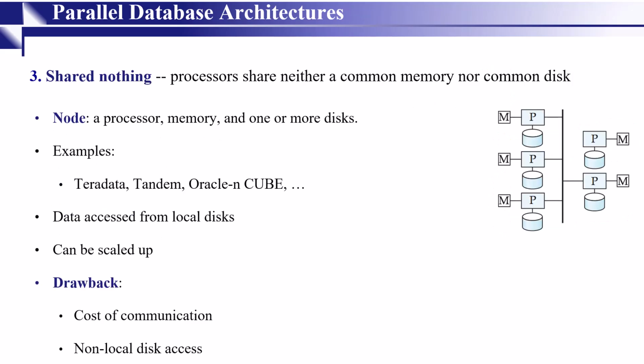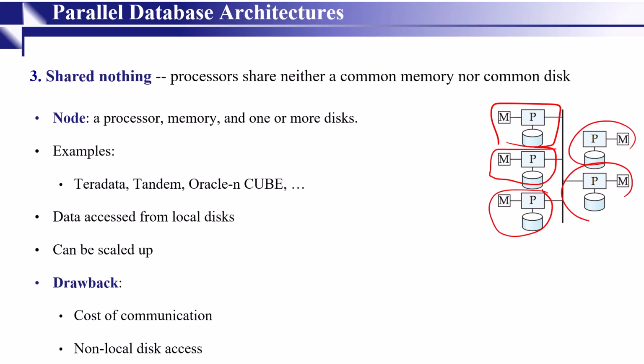Then we have shared nothing. It means every system has its own storage and memory, right? This is the minimalist approach. Each node has its own processor, own memory, and own disk, with no shared resources with others. Systems like Teradata or Oracle nCUBE use this for massive scalability.